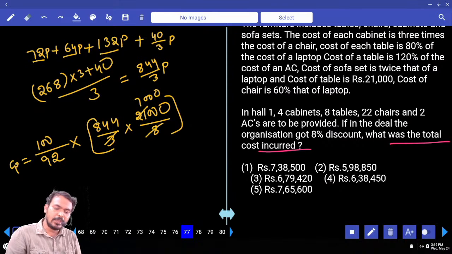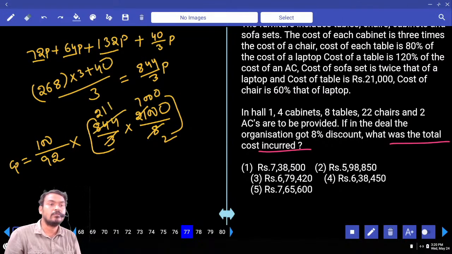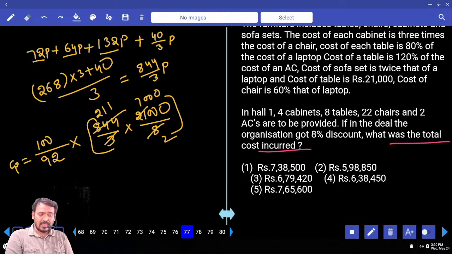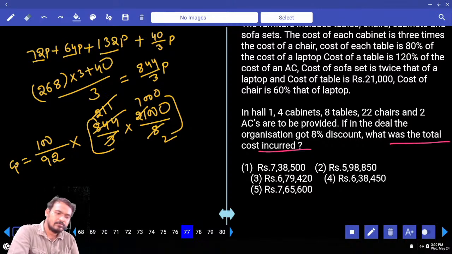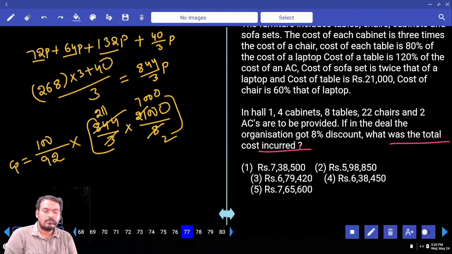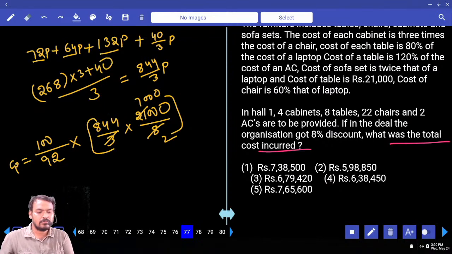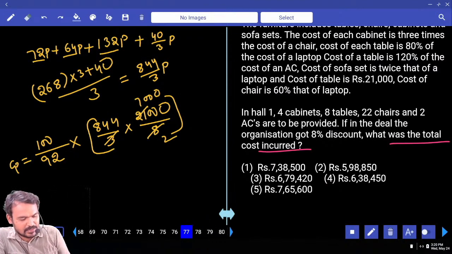3 how many times? 7,000 times. 8 is not cancelled. 4 how many times? 2 times. 4, 2, 1, 1. Next, 92. It is a multiple of 23. 23 4s are 92. 211 is a multiple of 23. 23 7s are 161, I think. Simplify, the answer will come. Okay? Next question number 78.